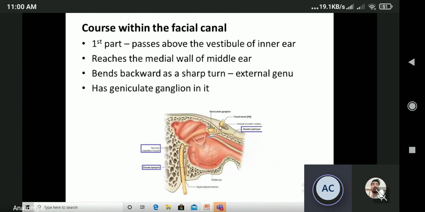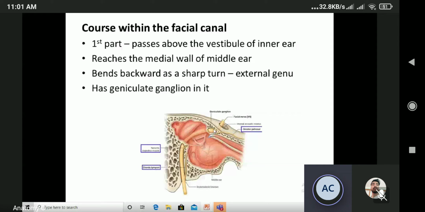Now from here, it reaches the medial wall of the middle ear. Now this is the middle ear cavity, and this is the medial wall. So from here till here, this part is the first part. Then from here, it reaches the medial wall of the middle ear cavity. When it runs here, it makes a sharp turn and forms the external genu. So it has two genu, one is the internal, and this is the external genu. When it turns backward here, it forms a sharp turn. Here it forms the external genu, and here you can find the geniculate ganglion.